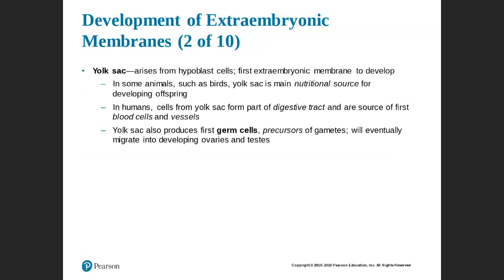So the yolk sac arises from the hypoblast cells. And this is the first extraembryonic membrane to develop. In some animals, like birds, the yolk sac is the main nutritional source for the developing offspring, like chickens. In humans, the cells from the yolk sac form part of the digestive tract, and they're the source of the first blood cells and blood vessels. The yolk sac will also produce the first germ cells, the precursors of the gametes, the eggs and the sperm, which will eventually migrate into the developing ovaries and the testes.